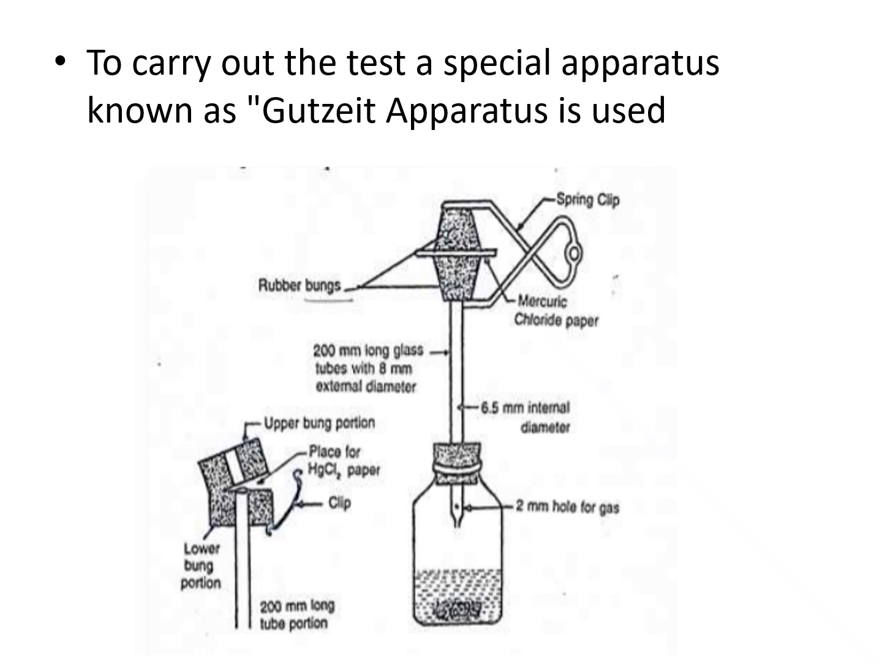In the next slide, we can see the Gutzeit apparatus. This is the Gutzeit apparatus. All the reactions take place in this wide mouth bottle, which has a capacity of 120 ml.